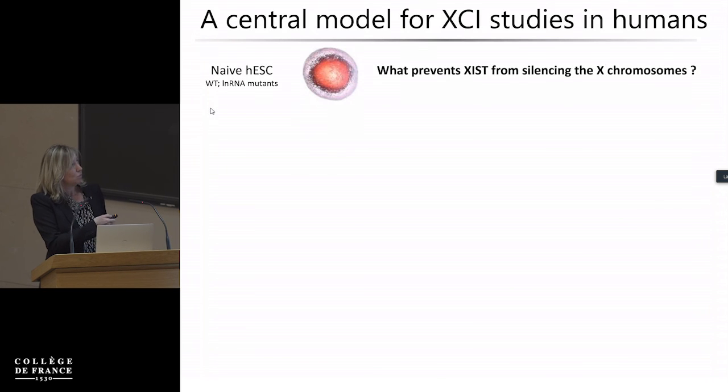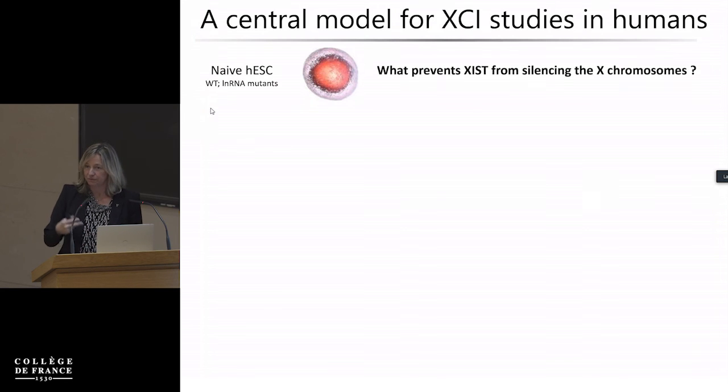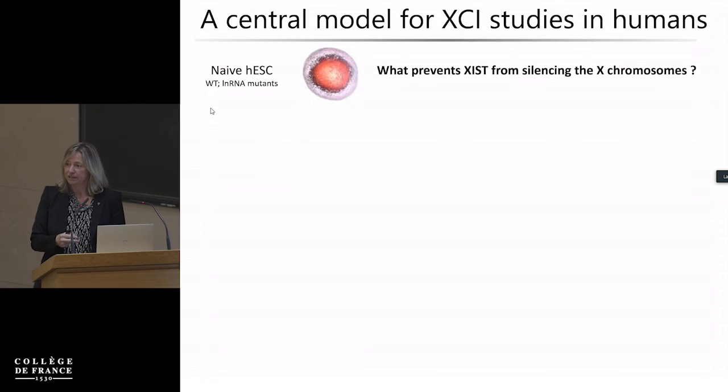So one is, what prevents XIST from silencing the chromosome at this stage? Are there factors that are missing? Are there factors that are present and that prevent XIST from silencing? That's the question we're asking.